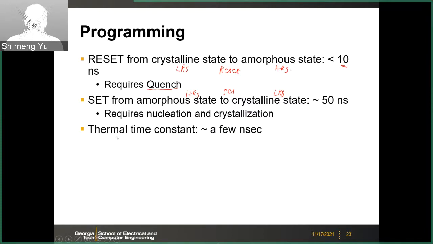Typically the thermal time constant when the temperature ramps up and down is within a few nanoseconds. So you have to apply the pulse longer than this thermal time constant. It's like your RC delay. When you apply the current, the temperature may not immediately ramp up. It has to wait for some time constant, but this is typically a few nanoseconds.